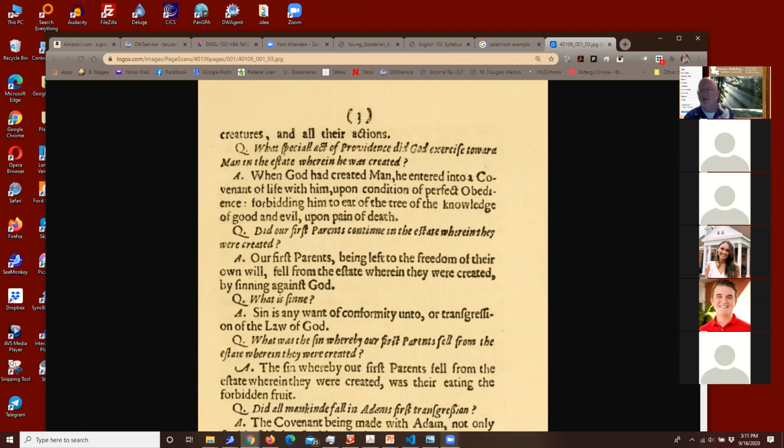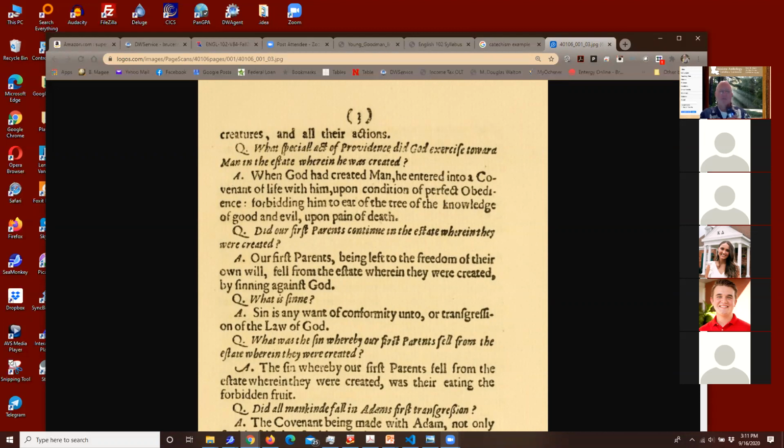So that was Goody Clovis. And the little girl says, when God had created man, he entered into a covenant of life with him upon the condition of perfect obedience, forbidding him to eat of the tree of knowledge of good and evil upon pain of death. Goody Clovis, did our first parents continue in this state wherein they were created?